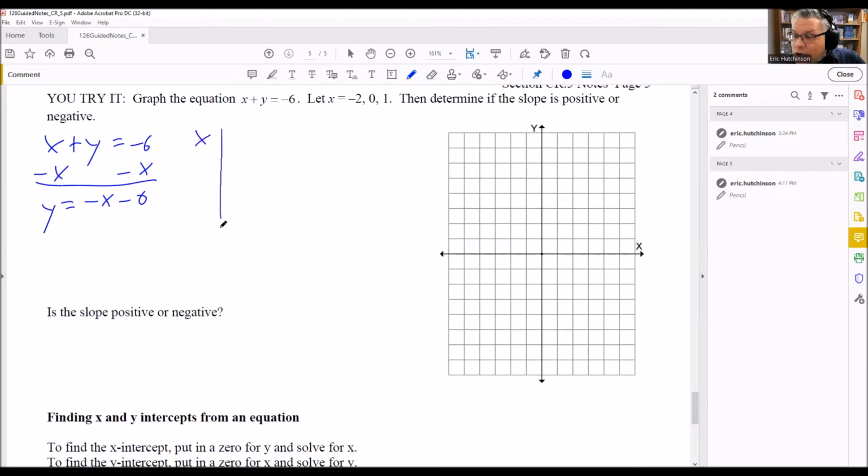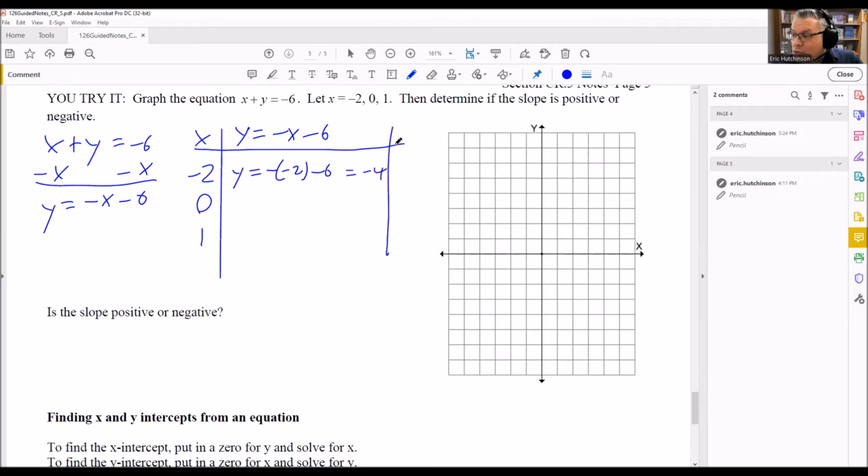Okay, so the table, we put x in there, and then we have y equals -x minus 6. And we have the values -2, 0, and 1. We want to put those in for x. So we've got y equals negative and then -2 in there. Now, negative and negative is going to be a plus. This really equals a +2 minus 6, which is going to be -4. Then we'll also put our xy column here. So we've got -2 and -4 is the first point we have.